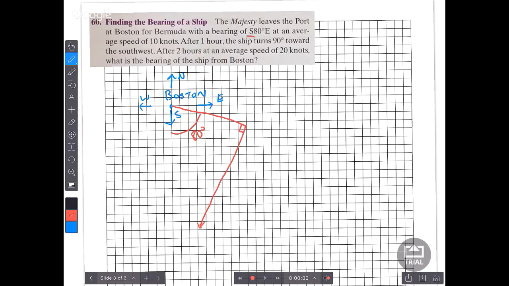And 2 hours at an average speed. So let's see. Here we went 10 knots in 1 hour. So we went 10 nautical miles.